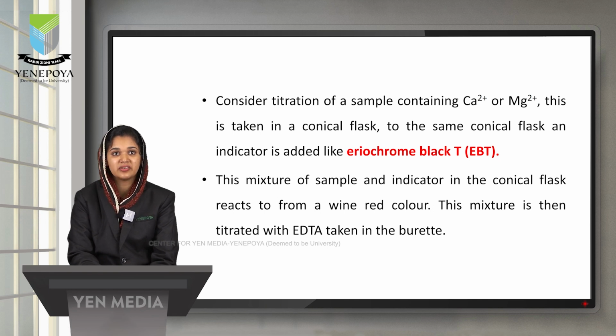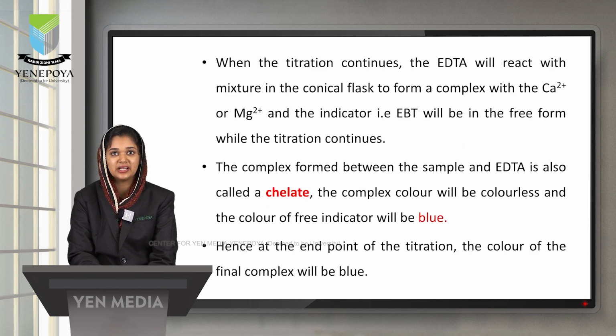But once we start our titration with EDTA, this EDTA will replace our indicator from the metal indicator complex. So that indicator will be left alone, and this free indicator will have a different color. That color will be blue. The color of the free indicator will be blue and the new complex formed between the EDTA and metal will be colorless. This is how a color change or endpoint detection in a complexometric titration takes place.